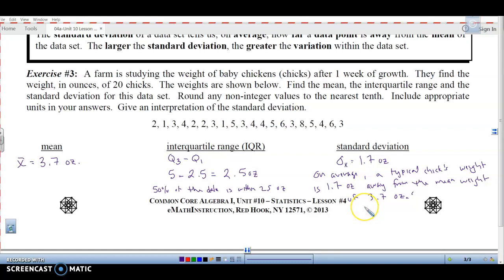It's not going to be really far away from the mean, but all those values are going to be within about 1.7 ounces of the mean. That's what standard deviation is. So standard deviation is the distance each point is away from the mean. So if I picked any point here, it's going to be on average about 1.7 ounces away from the mean. So that tells us how spread out the data is.